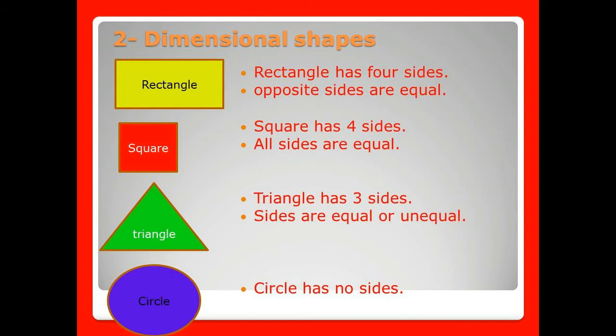Rectangle. Rectangle has four sides. In rectangle, the opposite sides are equal. Second one, square. The square has four sides. All sides of the square are equal in size. Third one is triangle. Triangle has three sides. The sides of the triangle are equal or unequal. Circle. The circle has no sides.